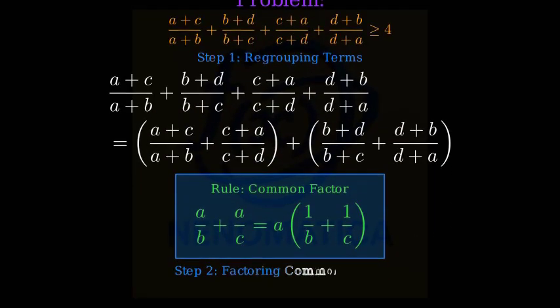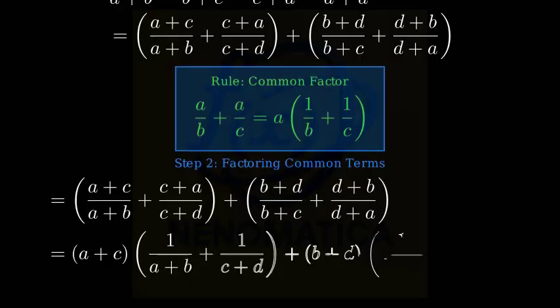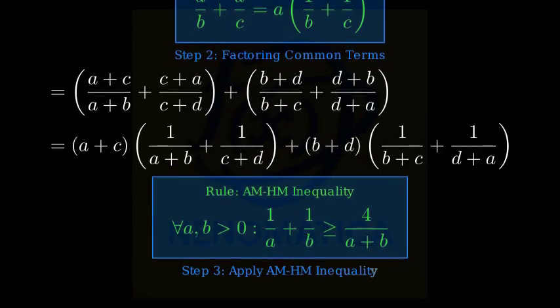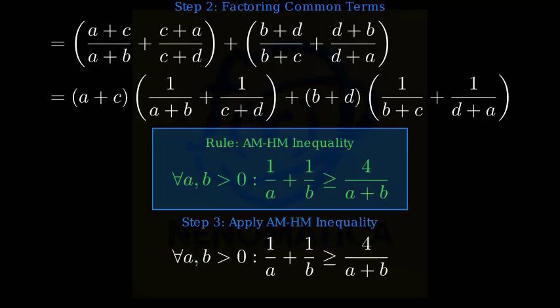Step 2. Next, we can factor out common terms from each group. From the first group, we can factor out a plus c, and from the second group, we can factor out b plus d. Step 3. Now we will apply an important inequality. For any positive numbers a and b, the sum of their reciprocals is greater than or equal to 4 divided by their sum. In mathematical terms, for all positive a and b, 1 over a plus 1 over b is greater than or equal to 4 over a plus b.